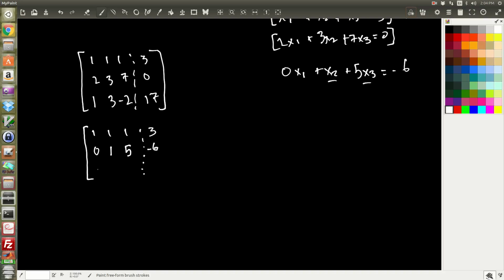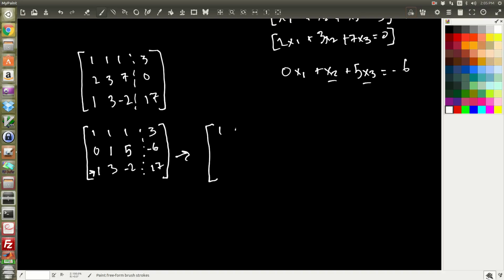Right? Now this equation on the bottom is still unchanged: 1, 3, minus 2, 17. But now I have a 0 here. So if I want to introduce a 0 at this location right here, I can multiply this top row by minus 1 and add it to the bottom row.